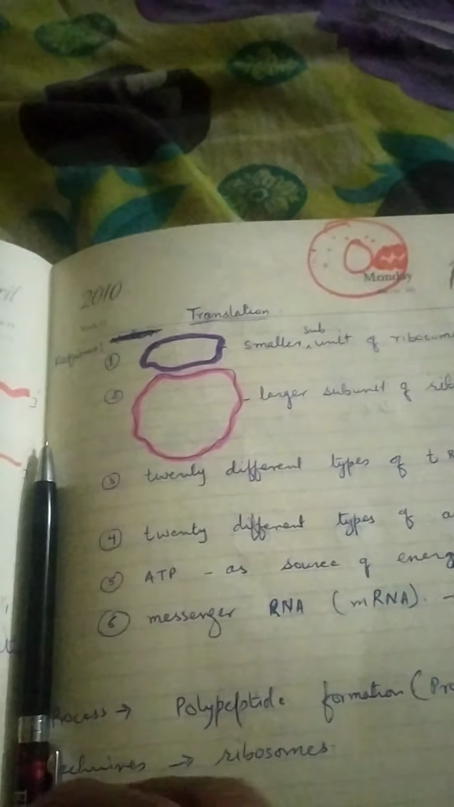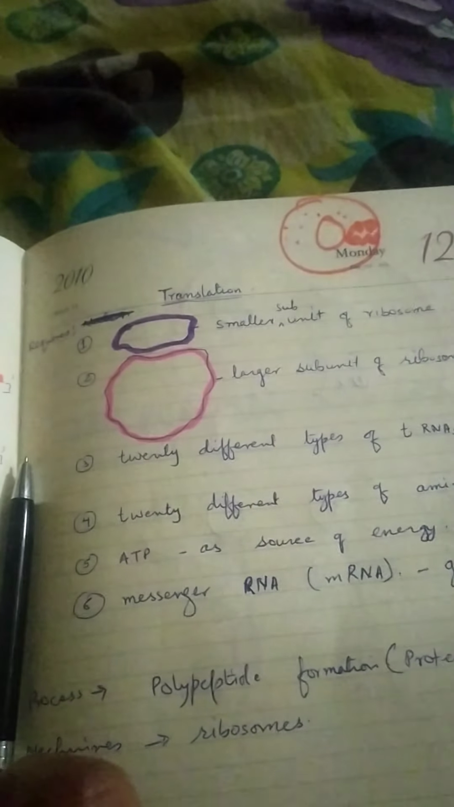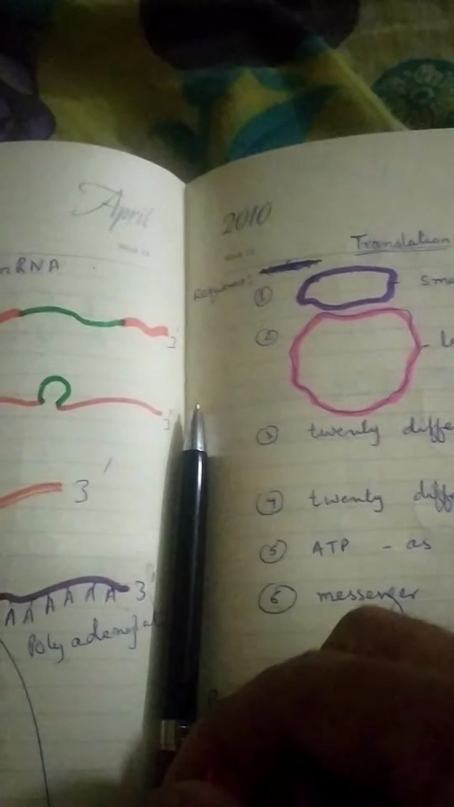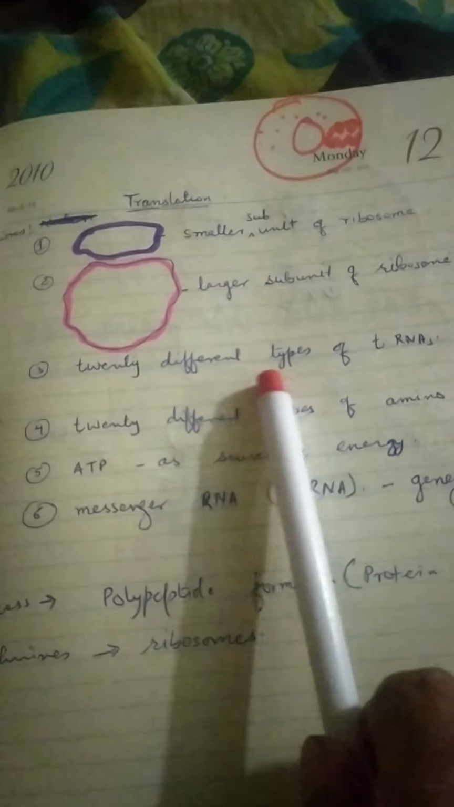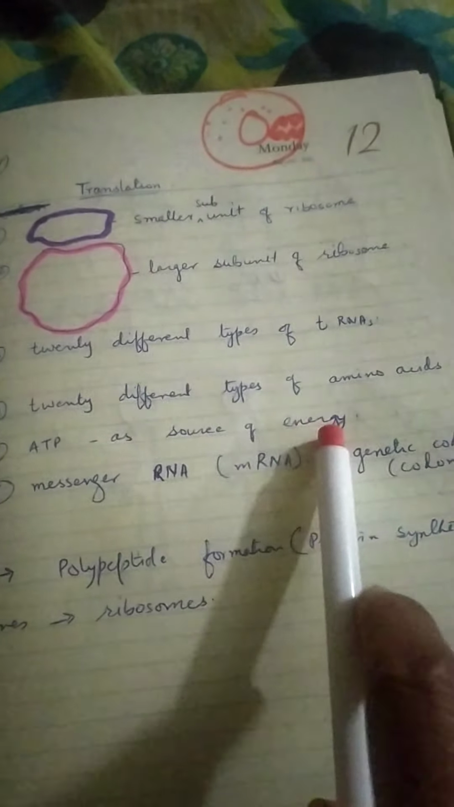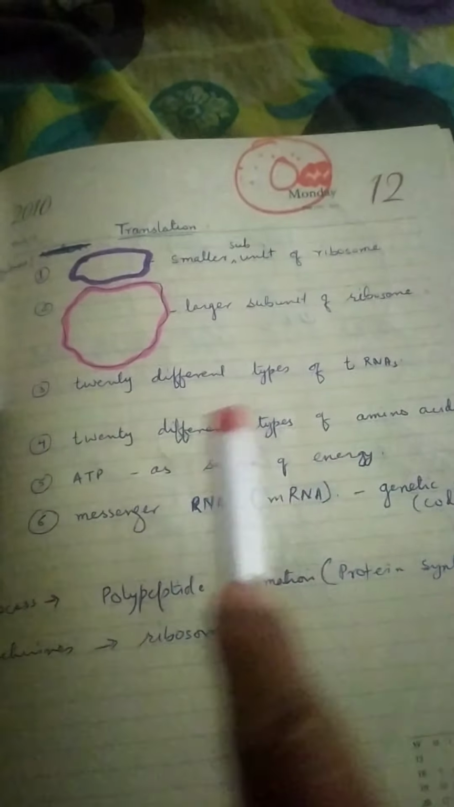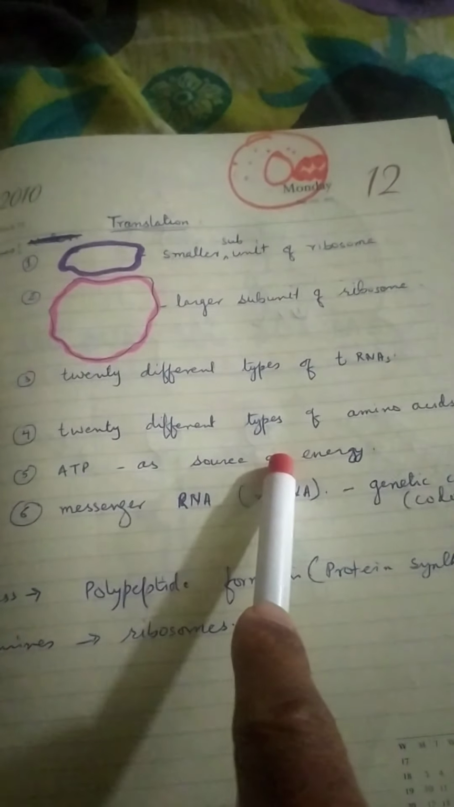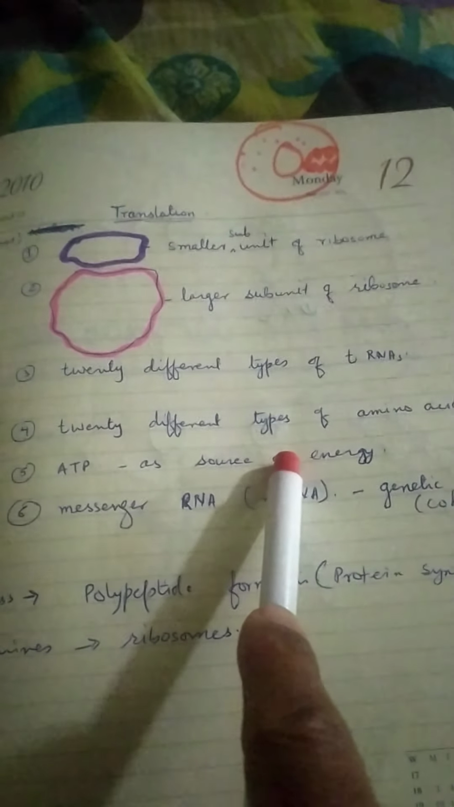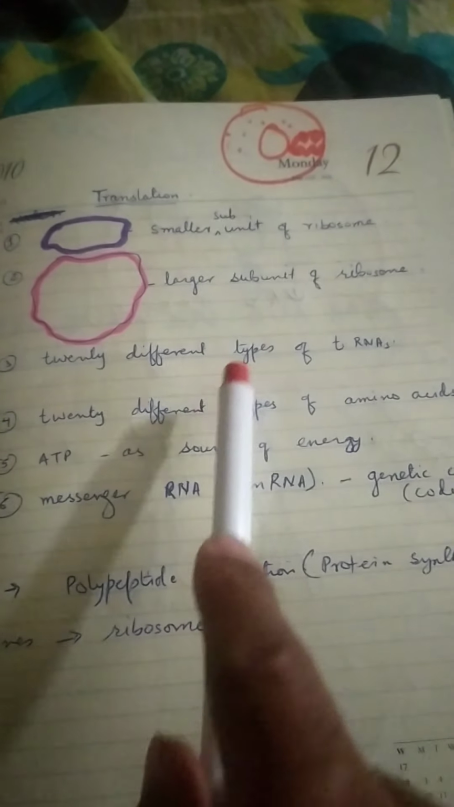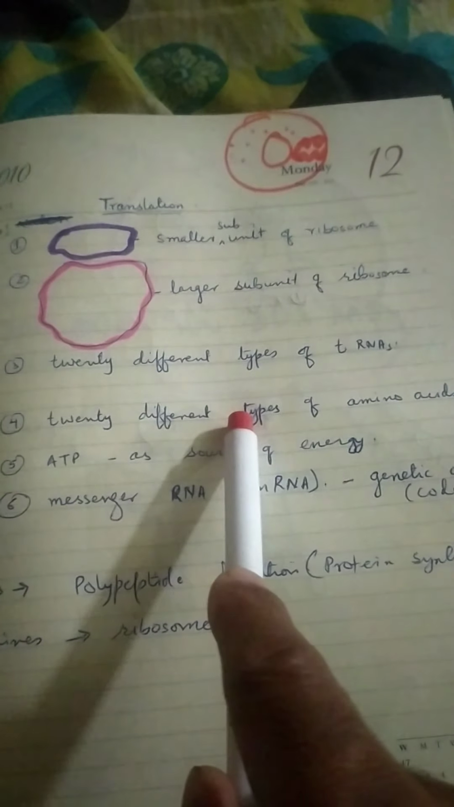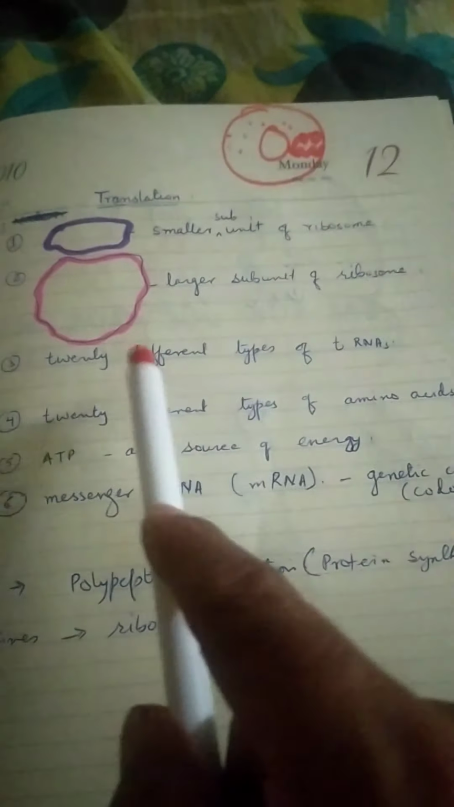Okay, so apart from ribosome, what else is required? 20 different types of transfer RNAs are required. 20 different types of transfer RNAs are required. And next, 20 different types of amino acids are required. And apart from that, we need ATP as a source of energy, because during protein synthesis, these 20 different types of RNA need to carry amino acids from different regions of the cell cytoplasm.